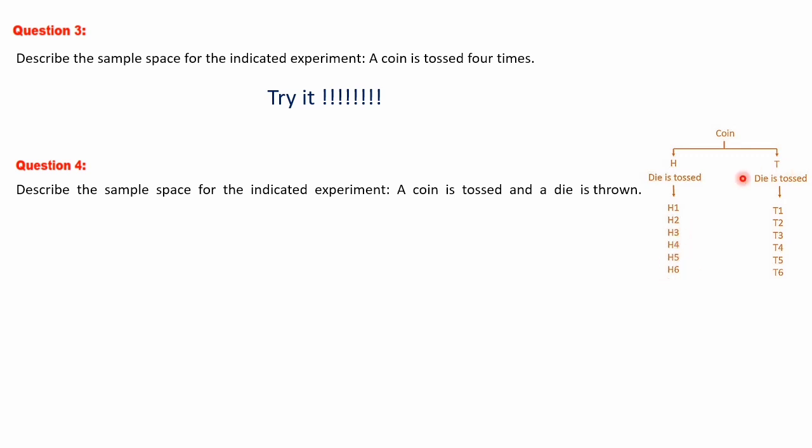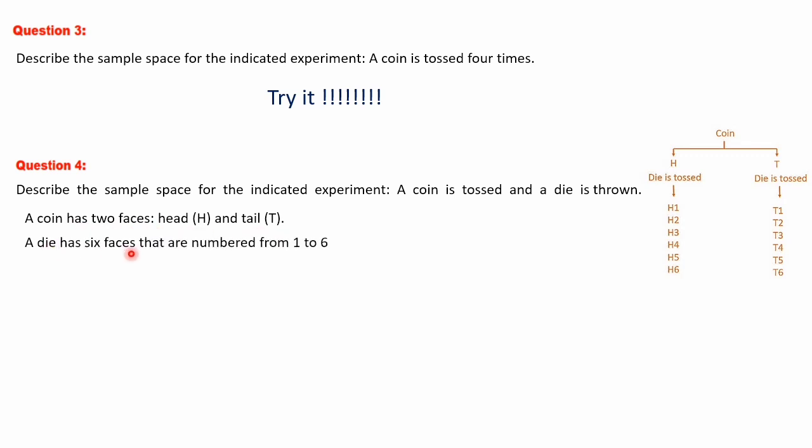Next, when you get a tail while tossing a coin, you will roll the die. That time tail 1, tail 2, tail 3, tail 4, tail 5 and tail 6 may come. So a coin has 2 faces, head and tail. Then a die has 6 faces numbered 1 to 6. The sample space is given by H1, H2, H3, H4, H5, H6, T1, T2, T3, T4, T5 and T6.